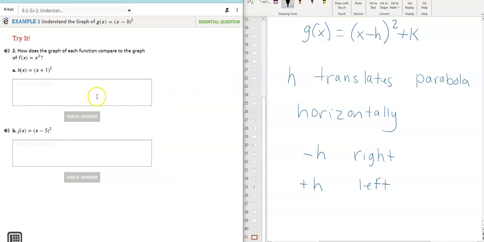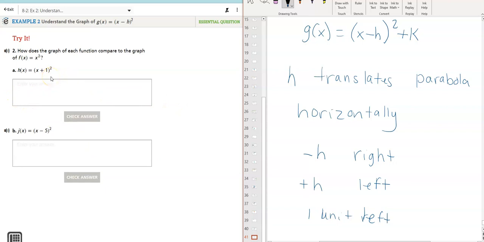So let's take a look at some examples. So we'll do the first one together and you'll do the next one. So I want to know how this is being translated. And again, I am going to use my information here. It's going to be the opposite of what's happening here. So because this H is being added, I am going to end up translating 1 unit to the right, or sorry, to the left, because I'm going the opposite direction. So instead of going to the right, I'm going left.